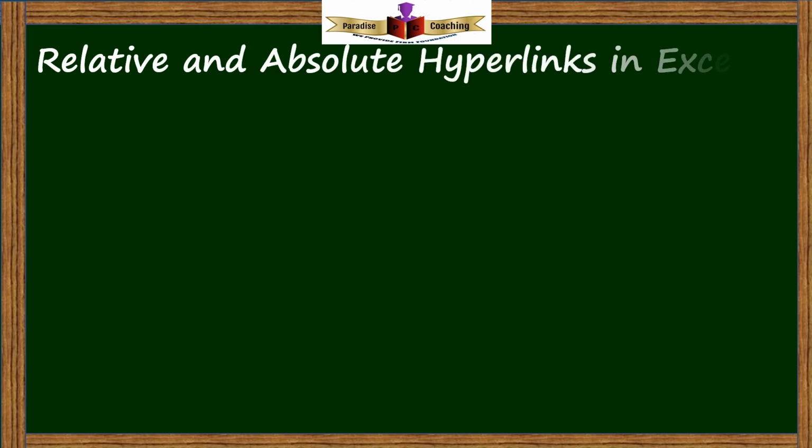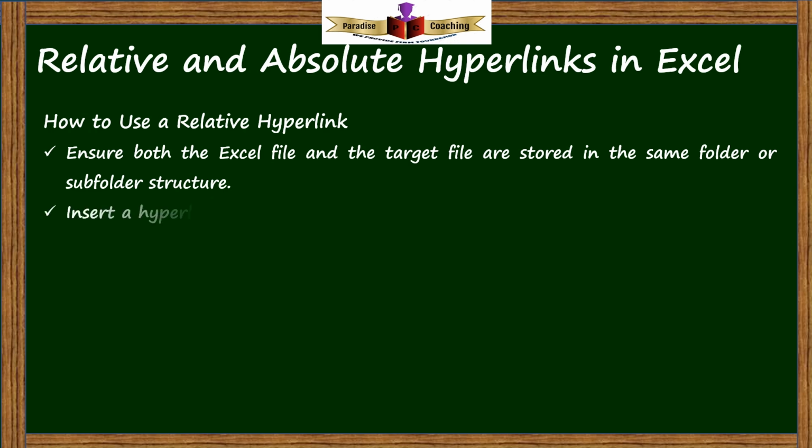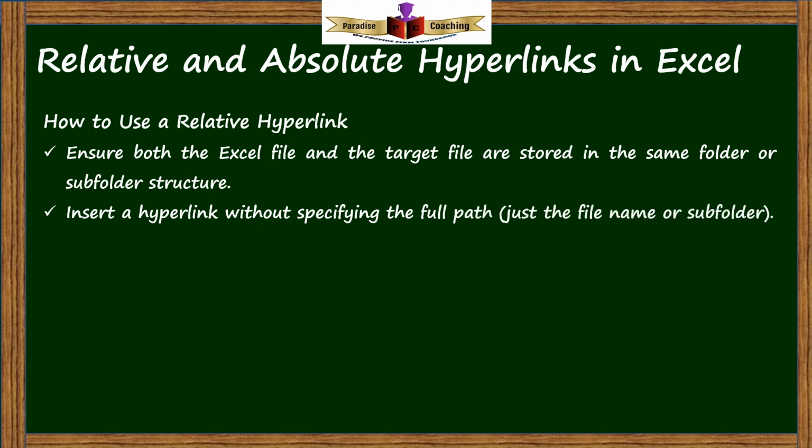Relative and absolute hyperlinks in Excel. How to use a relative hyperlink. Ensure both the Excel file and the target file are stored in the same folder or subfolder structure. Insert a hyperlink without specifying the full path, just the file name or subfolder.